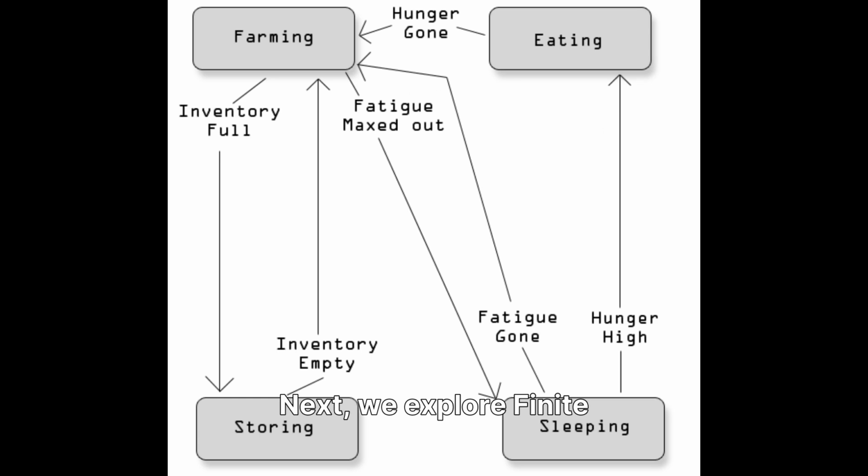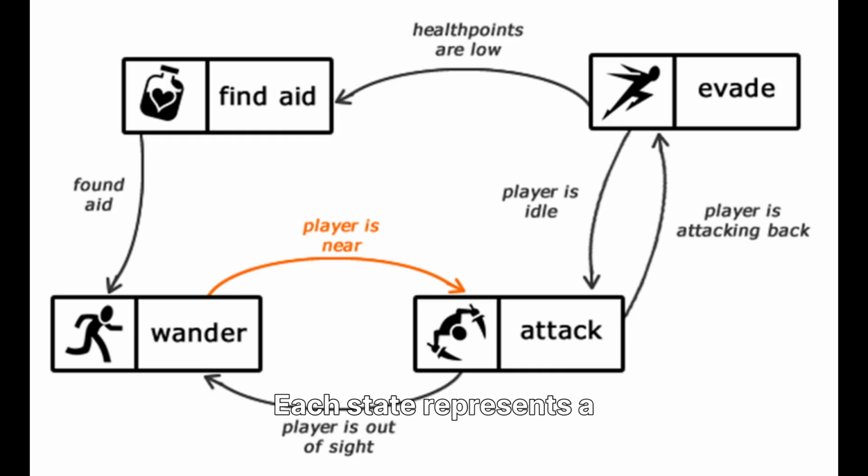Next, we explore finite state machines, or FSMs, which are computational models defining an object's behavior based on a finite number of states. FSMs are fundamental in game AI for managing distinct behavioral modes. Each state represents a different condition or mode of the system, such as idle, walking, or attacking. These states encapsulate specific behaviors and responses, providing a clear structure for NPC actions.